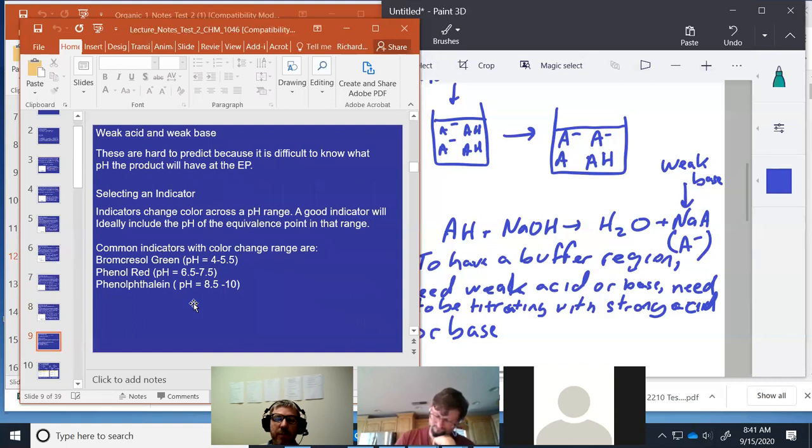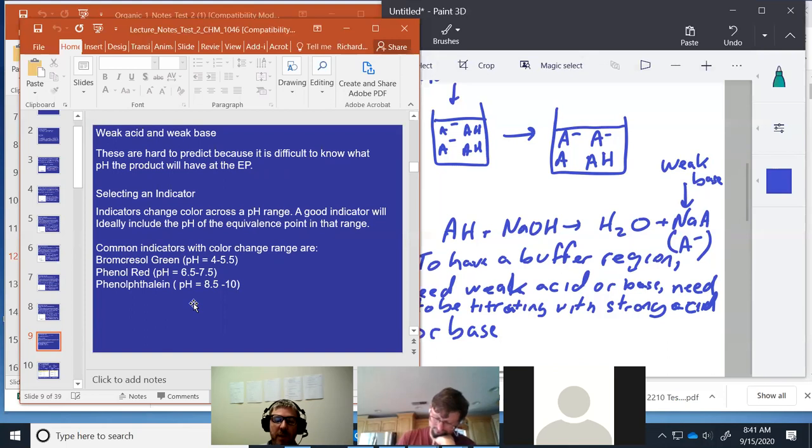Now, weak acids and weak bases are hard to predict, so we're not really going to talk about those too much because we don't know really what the nature of the product at the equivalence point is going to be, whether it's going to be acidic or basic. So we really can't tell that.